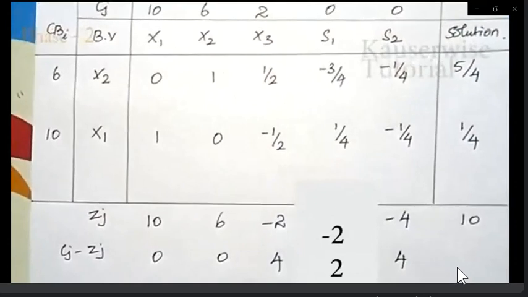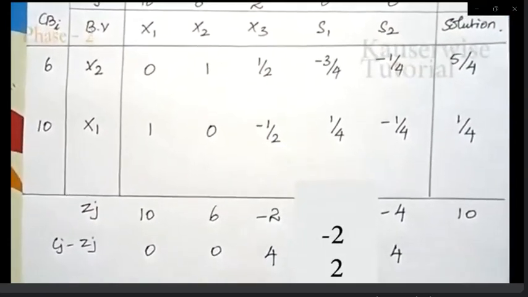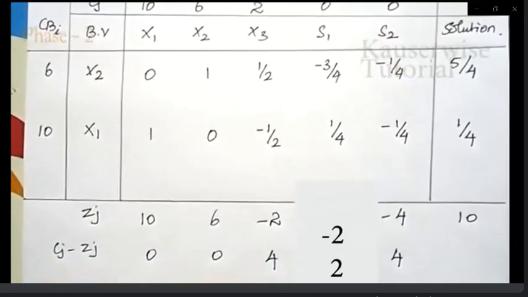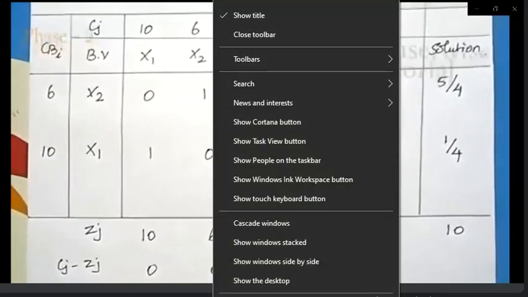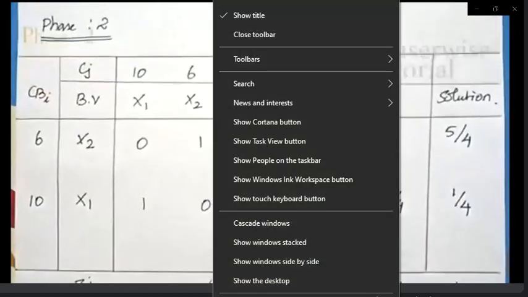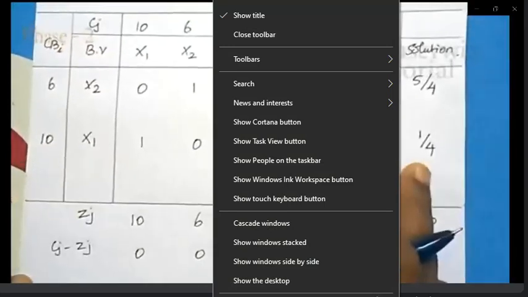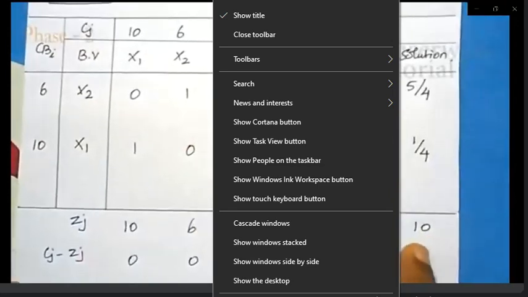Now check the optimality condition. For a minimization problem, all the Cj minus Zj values must be greater than or equal to 0. So we have got all positive values. So now we have obtained optimality. So the optimal solution is: the x1 value is 1/4, the x2 value is 5/4, optimum Z is equal to 10.